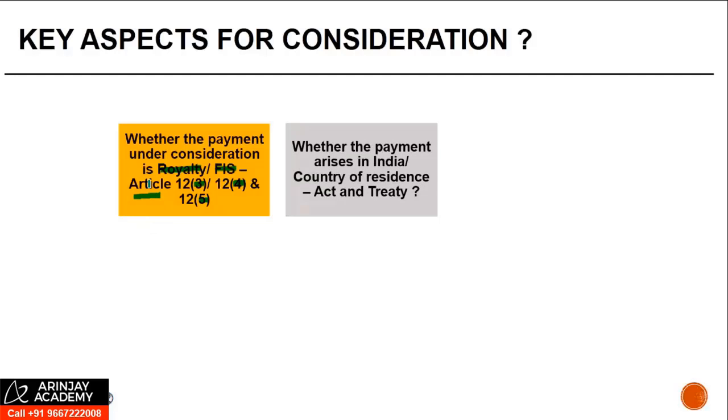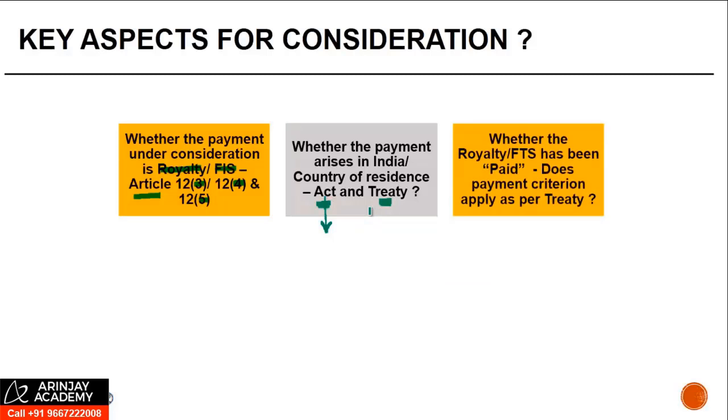Second is whether the payment arises in India or the country of residence or a third contracting state, right? Now for this, there are provisions in the treaty also, which we are going to see subsequently, but then there are provisions in the Act as well, if you remember, which tell you that royalty arising in a contracting state or royalty deemed to arise in a contracting state. That's Section 9, sub-section 1.